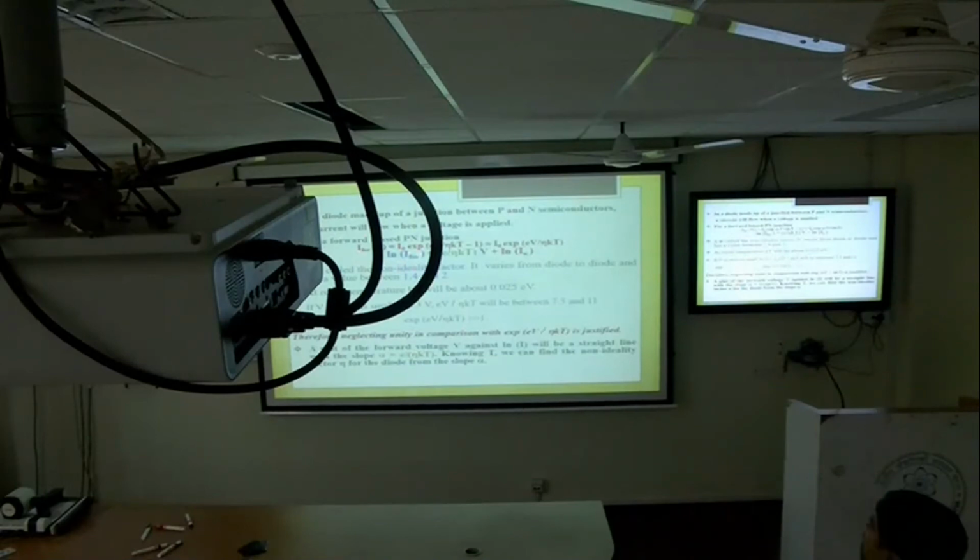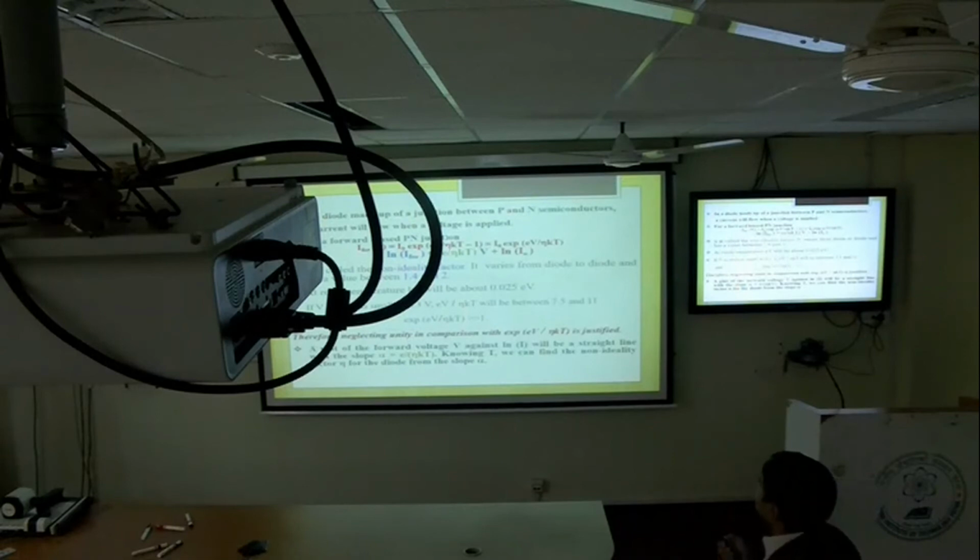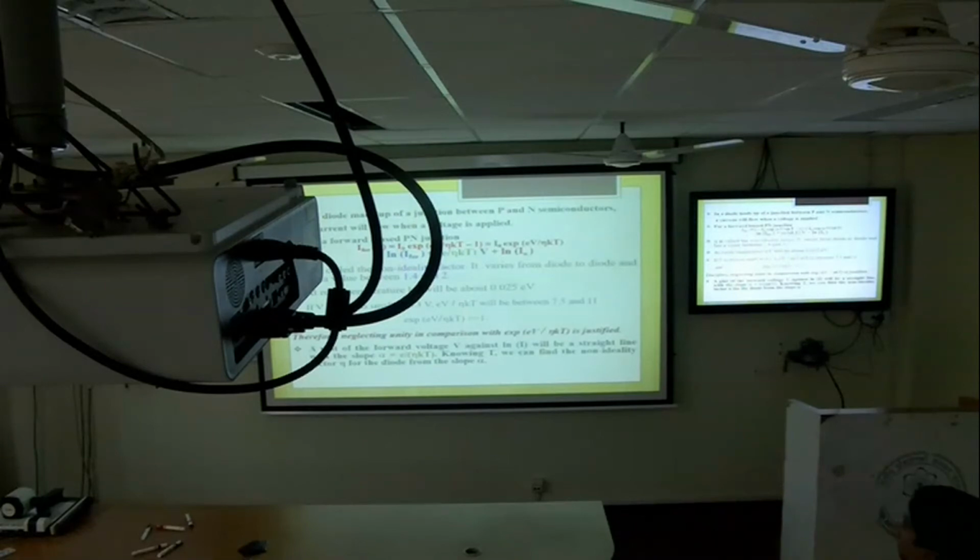I is equal to I naught times exponential of (eV divided by eta KT) minus 1. So you can see from this relation, it is possible to find out K by e, which I discussed yesterday. But since in this case more variables are to be found out and more calculations need to be performed, it may be a little lengthy and a little complex method.